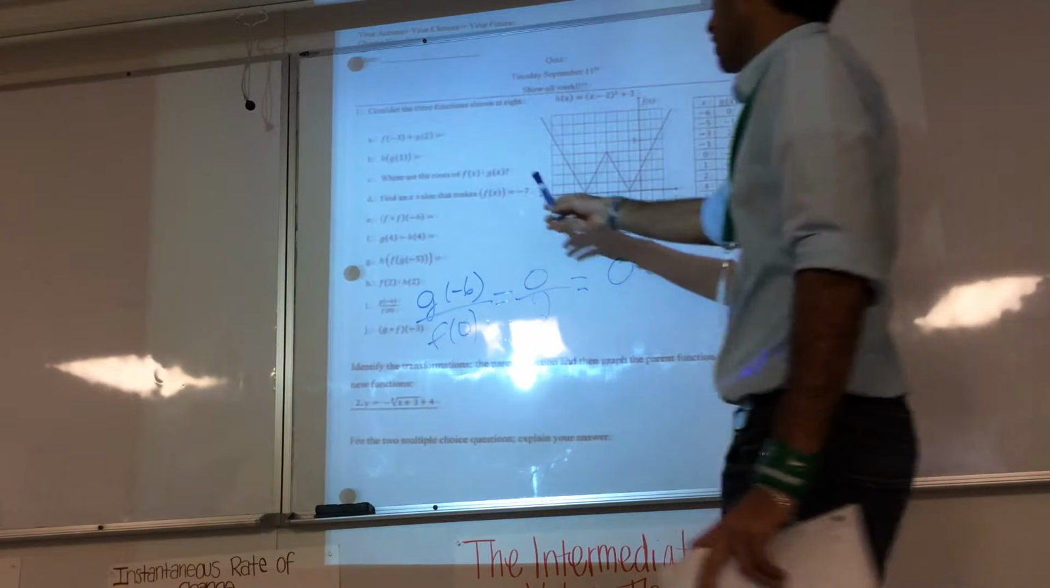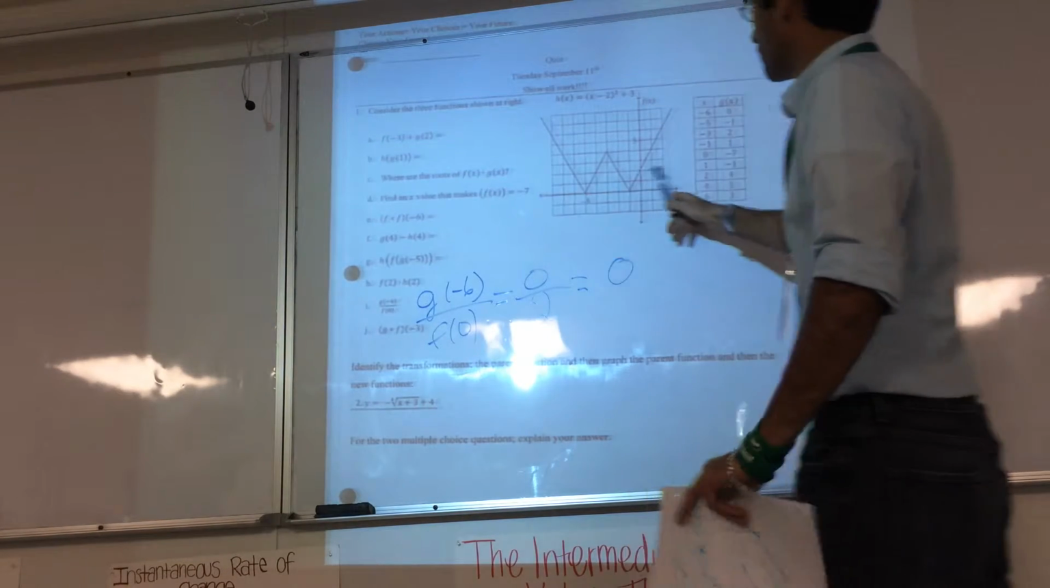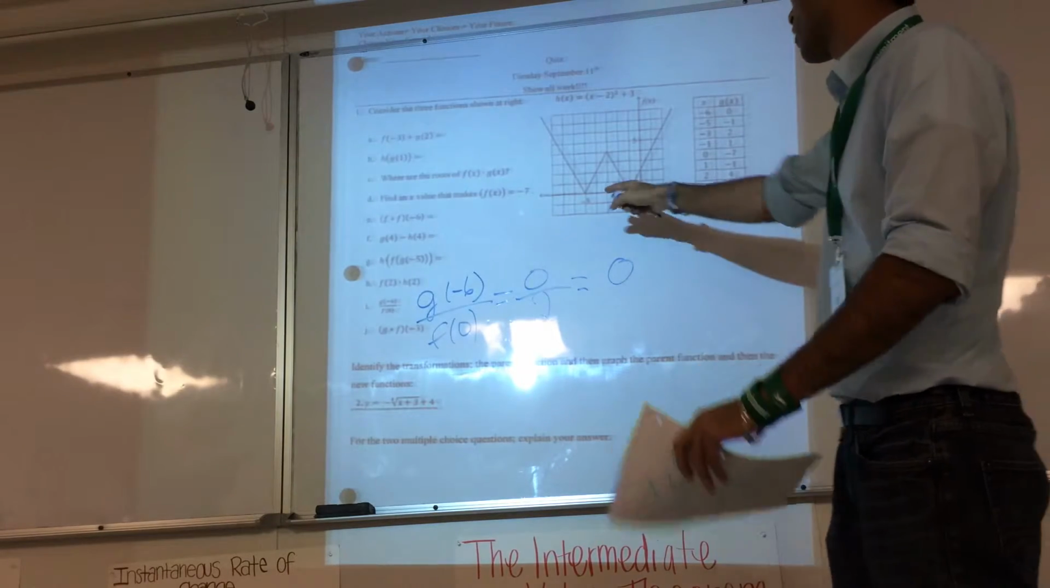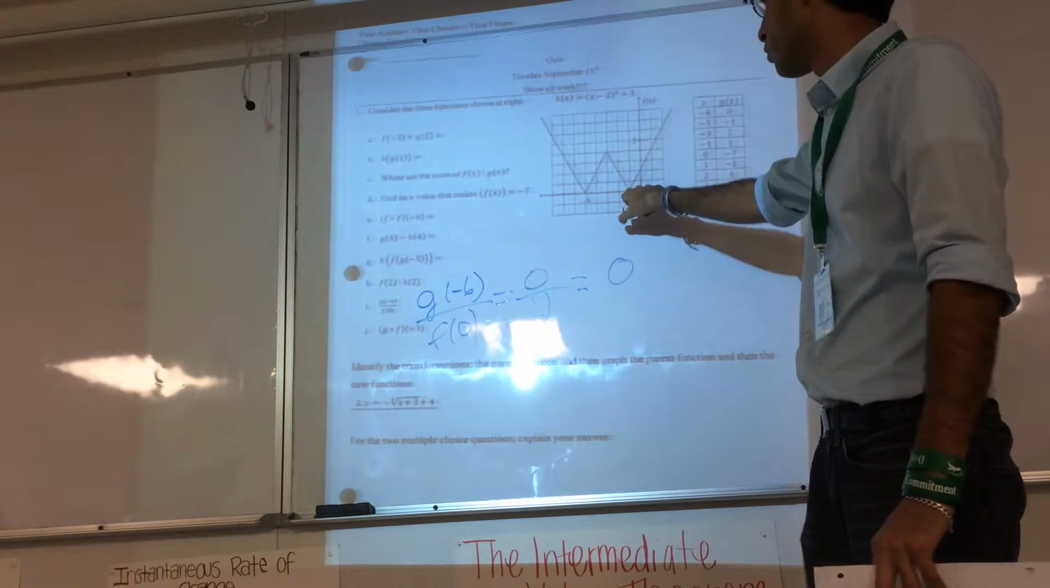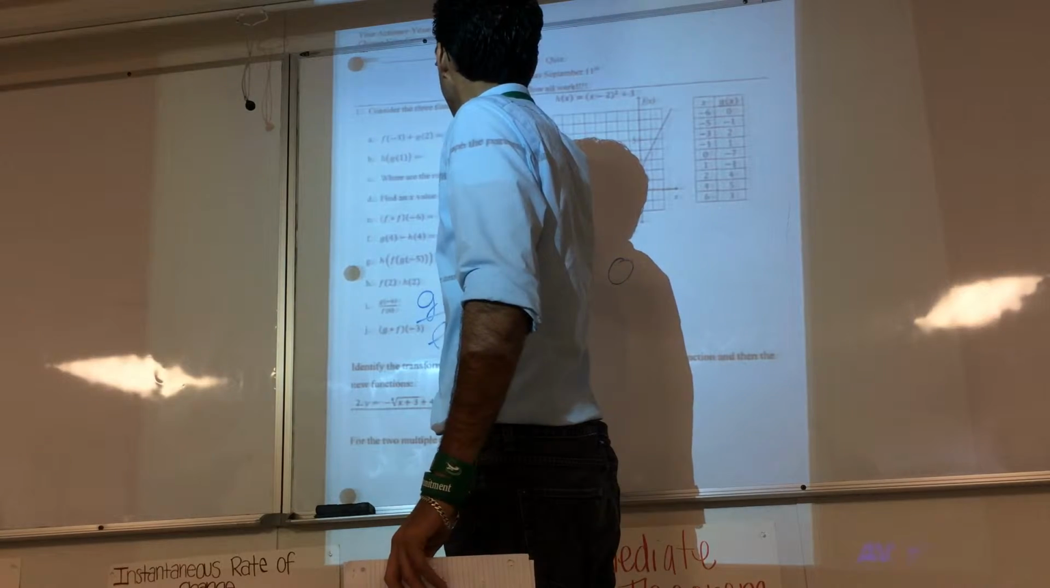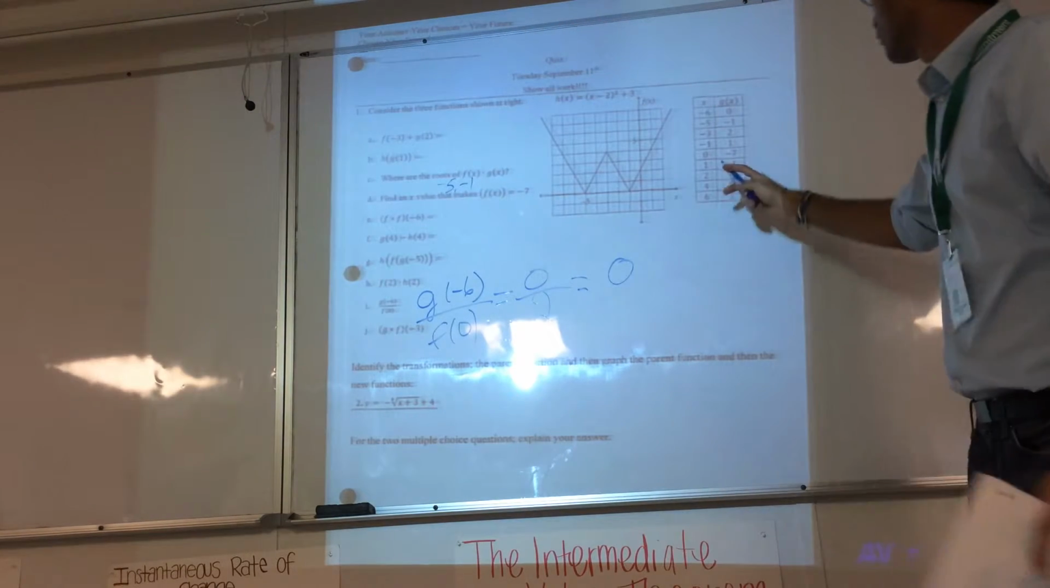Okay, and I'll do these really quickly. So C, f of x times g of x. So the roots for f of x are negative 5 and negative 1. And the roots for g, yeah.